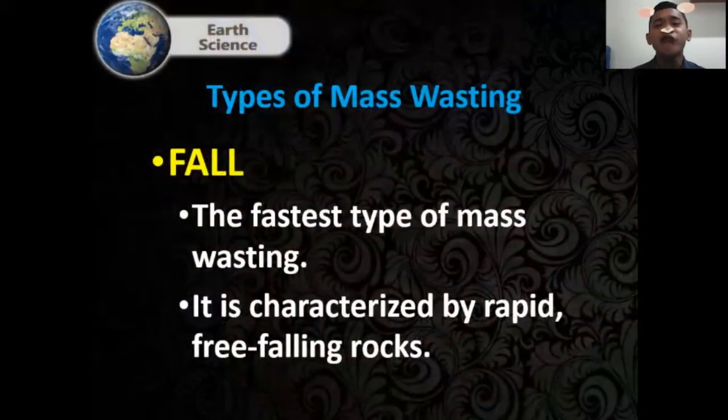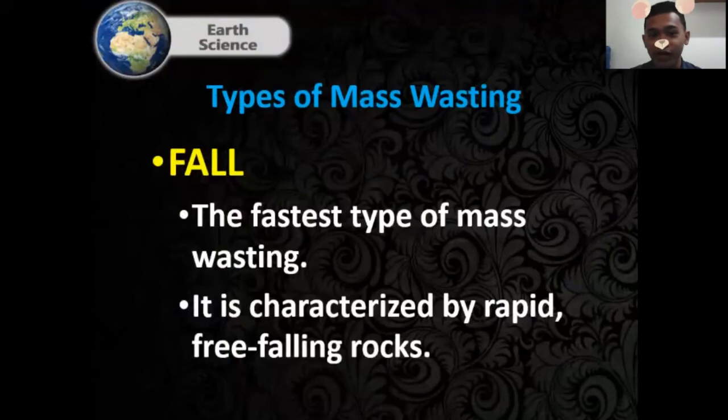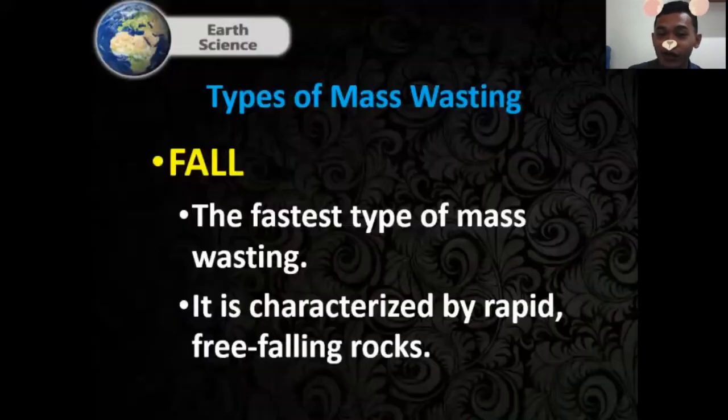Next, another type of your mass wasting is your fall. The fastest type of mass wasting, no? Hulog lang siya diretso, class. It is characterized by rapid, free falling rocks. Simple lang siya, hulog lang siya diretso. Ayun po. Again, we have 3 different types of your mass wasting, your flow, ano pa yung isa, slide, and your fall. The fastest one is your fall.